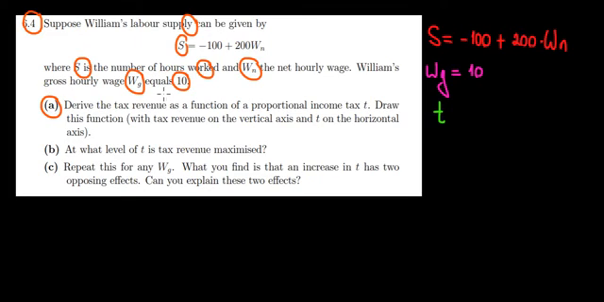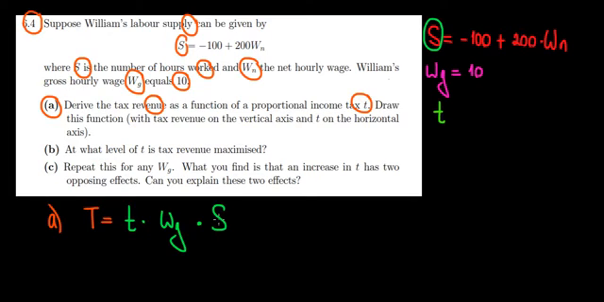Now in part A, what's going to be the tax revenue as a function of a proportional income tax? So let's see, what's a proportional income tax? That's a tax on the money that we earn from our labor supply, from the number of hours worked. So what would that be? The tax revenue would be equal to the proportional tax T charged on the gross wage, that is the wage before tax, times the number of hours of work, which is given to us as S. S is the number of hours worked.